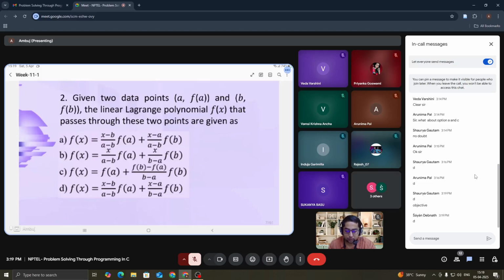Given two data points, a comma f of a and b comma f of b, the Lagrange polynomial f of x that passes through these two points is definitely given as d. Yes, you are correct. In this particular question, only three people have answered and a lot of students have joined. It is d only: f of x equals (x minus b)/(a minus b) f of a plus (x minus a)/(b minus a) f of b. How does it come? Just see.